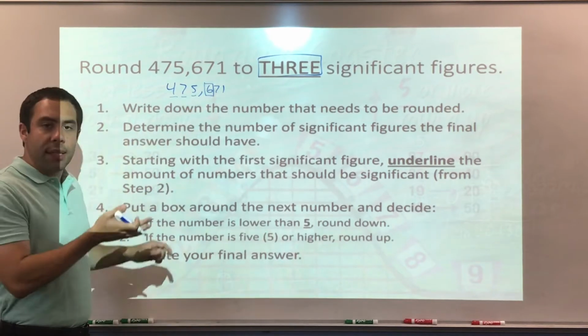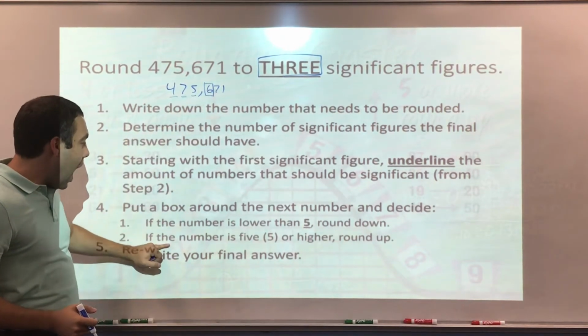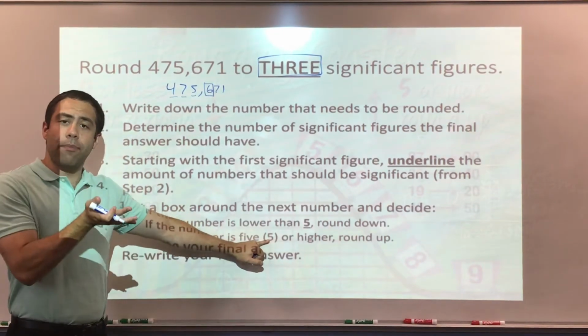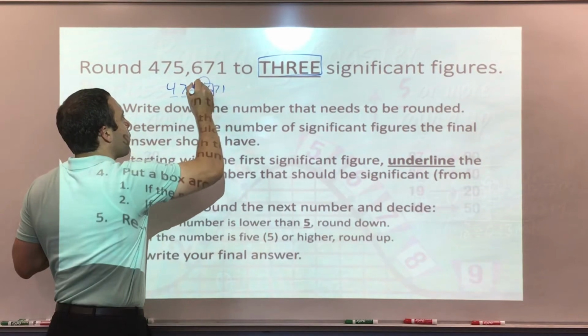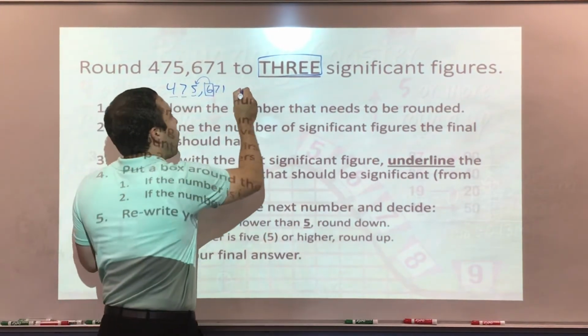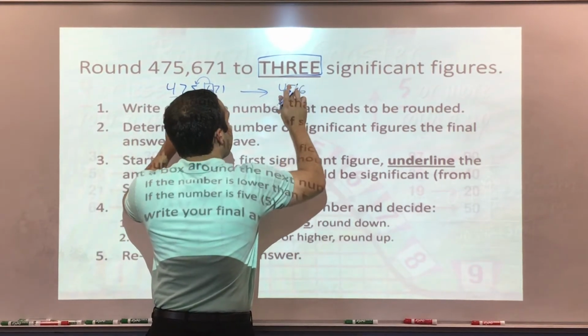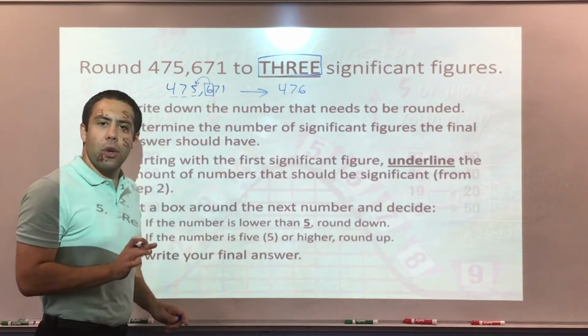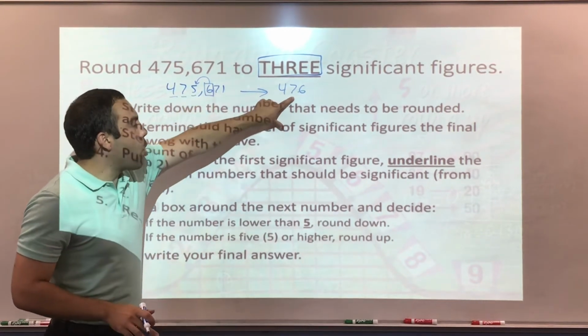So, the box, let's take a peek in the window. We see that the 6 is higher than 5, 5 and above, so we are going to round up. That makes this 5 become a 6. So our final answer is 476. But just like regular rounding rules, we can't get rid of these 3 numbers.